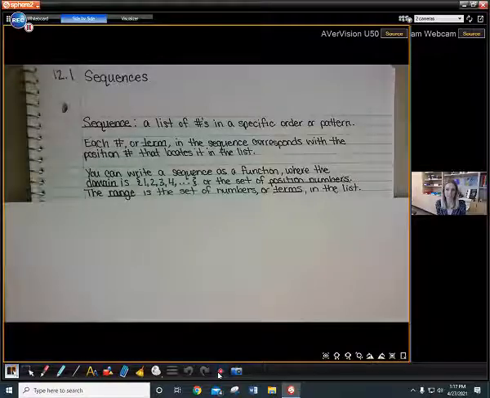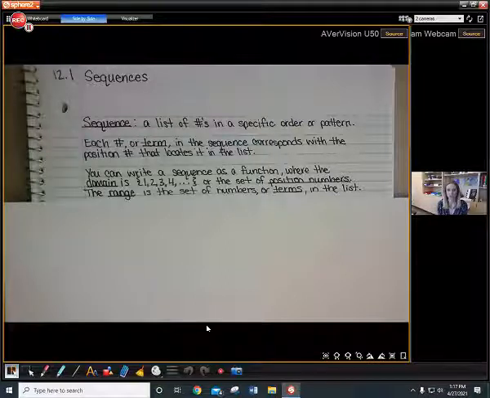Okay, in today's lesson, we're going to start looking at sequences, and then we'll focus on a specific type of sequence. So we need to get used to some of the terminology. First of all, a sequence is a list of numbers in a specific order or pattern. And each number or term in the sequence corresponds with the position number that locates it in the list. And I'll explain more of that in just a second.